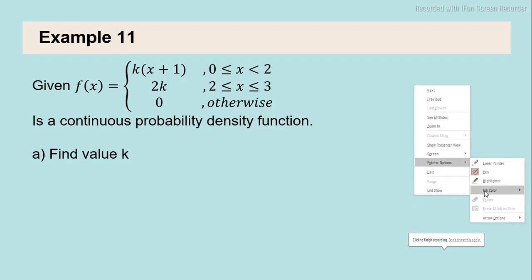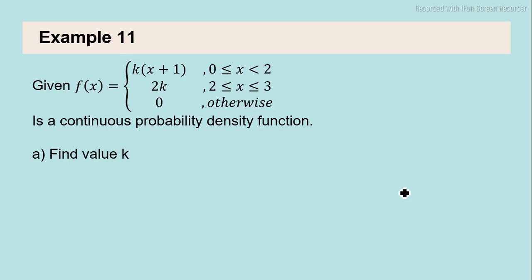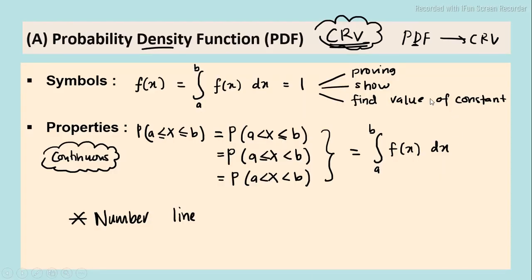Okay, example 11. Given f(x) again, f(x) is a continuous probability density function. So bila disebut density function, we know that it is a continuous random variable. Okay, so this is your function. So find value k. So macam mana? Sama juga. Tadi saya dah kata kita akan gunakan kaedah integration equals to 1 kalau kita nak prove, ataupun kita nak cari value of constant.